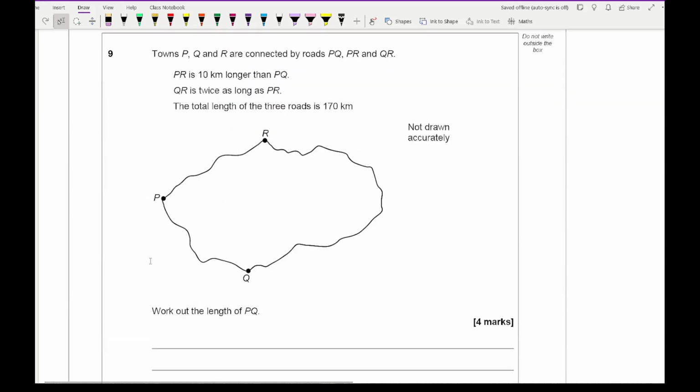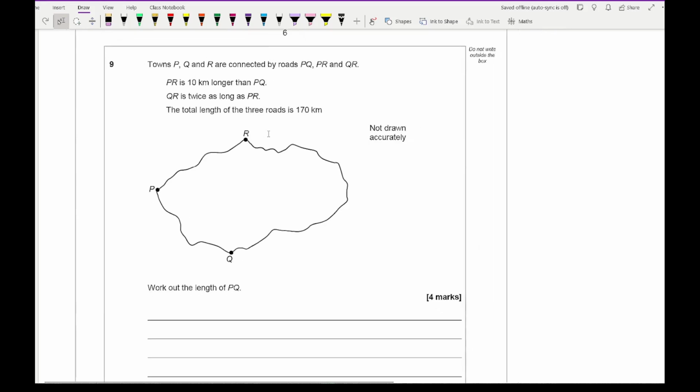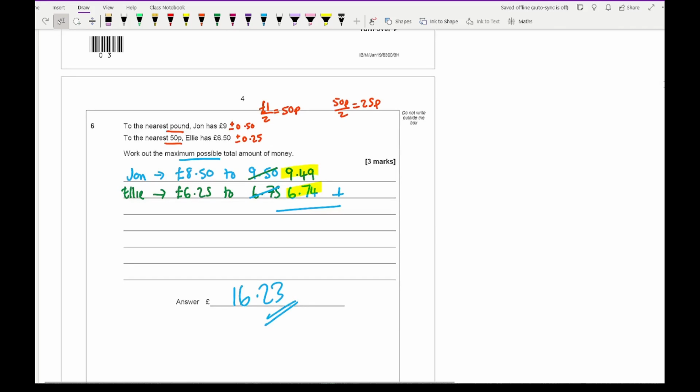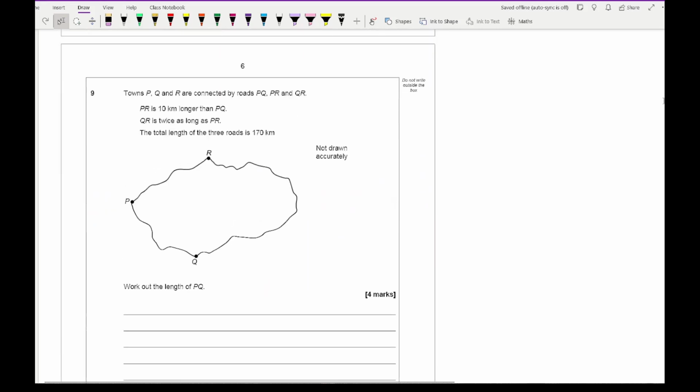Then looking at question 9, it says towns P, Q, R are connected by roads PQ, PR and QR. Now PR is 10 kilometers longer than PQ, QR is twice as long as PR, and the total length of the 3 roads is 170 kilometers. The question is asking me to work out the length of PQ. For this, I'm just going to zoom out so that we've got a bit more space to work with. So let's go back to question 9.